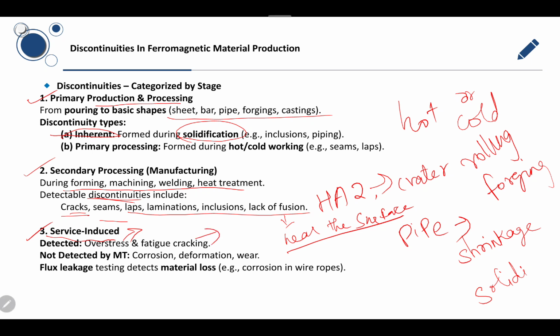Next is fatigue cracking. Initiated by cyclic stress growing over time, especially at stress risers. These are typically surface cracks and are detectable. And for corrosion, deformation or wear, MPT can detect fatigue cracks initiated by pitting corrosion.